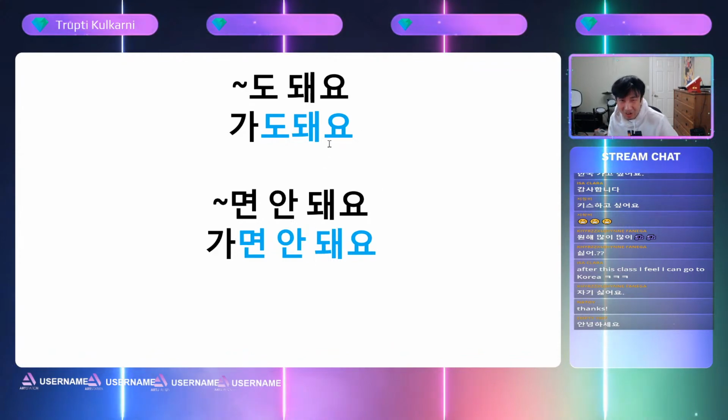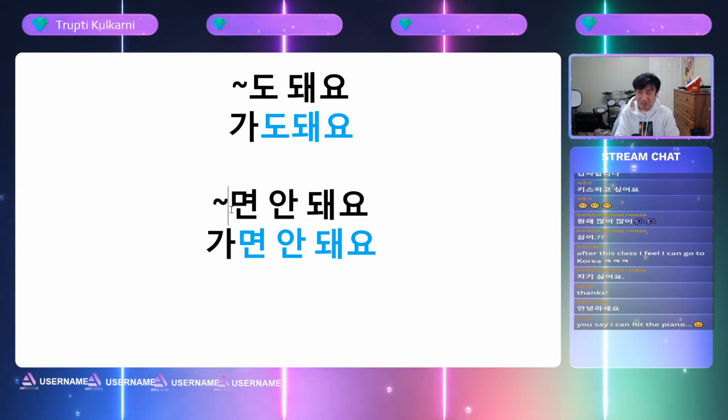Okay, and then the opposite of 도 돼요 is 면 안 돼요. It's like you can't go. I won't allow you to go. Or like you're not allowed to leave, you know? 가면 안 돼요. Like maybe class isn't over, so you say 가면 안 돼요. Like you can't go yet.